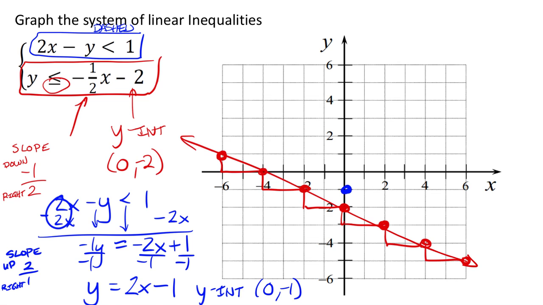So I'm going to go up 2, to the right 1 from the point that I just put on there. Up 2, right 1 gives me this stair step. And again, we're just going to duplicate that stair step, although my writing skills are not so great. Let's try going to the left again.